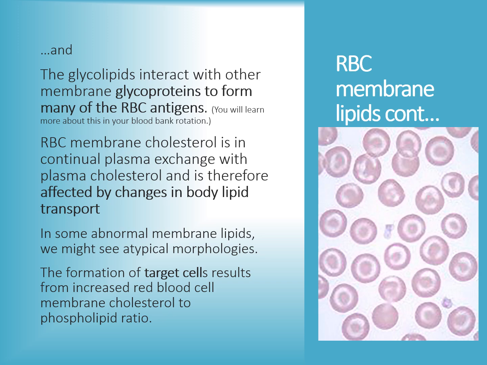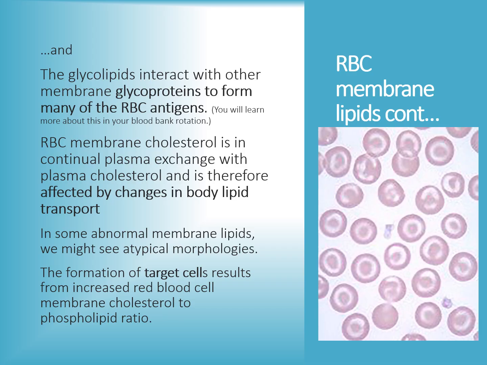So again, we've got a lot of different biochemical things that are happening there, and this is all due to the function of the red blood cell membrane. In some abnormal membrane lipids, we might see atypical morphologies. And if you look to the right, I have a picture here. These are called target cells. And these target cells are a result from the increased red blood cell membrane cholesterol to phospholipid layer.